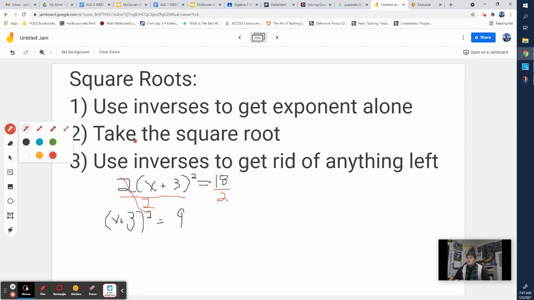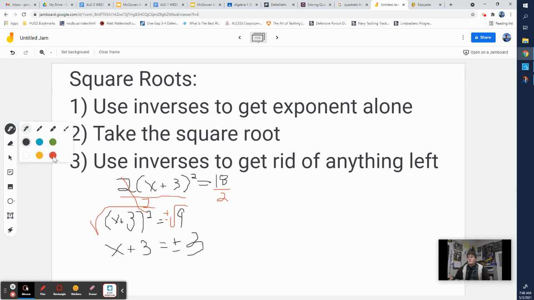Now I go to step 2, which is take the square root. Whenever I take the square root, I take it of both sides, and that's going to make this become a positive and a negative answer. On the left, it cancels that stuff out. All I have is what was left on the inside, which is x plus 3. On this side, I have plus or minus the square root of 9, which just becomes plus or minus 3, because 9 can break down to 3 times 3. So here it is. Now the last step is use inverses to get rid of anything left.